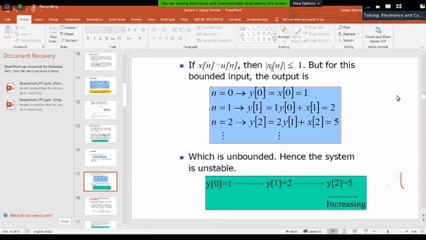So we say that the input is bounded, fine. But let's check the output. For n equal to 0, it is equal to 1. For n equal to 1, y[1] equal to 1 into y[0] plus x[1], this is 2. For n equal to 2, this will further increase. If you go on increasing the values of n, the output will also go on increasing. Which means that this is an unbounded output. Hence, the system is unstable. So the output is increasing, right? In this way, we can prove that the system is an unstable system.